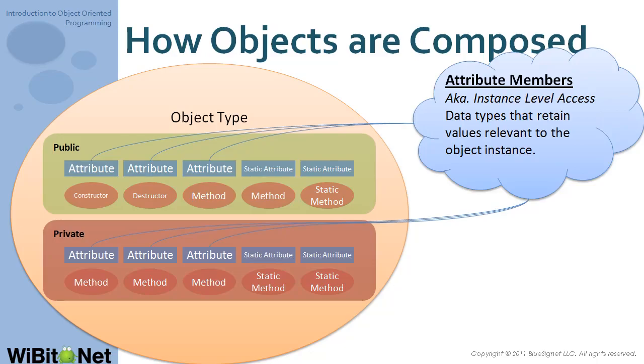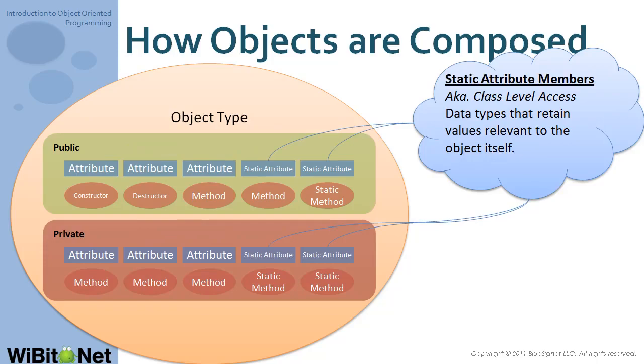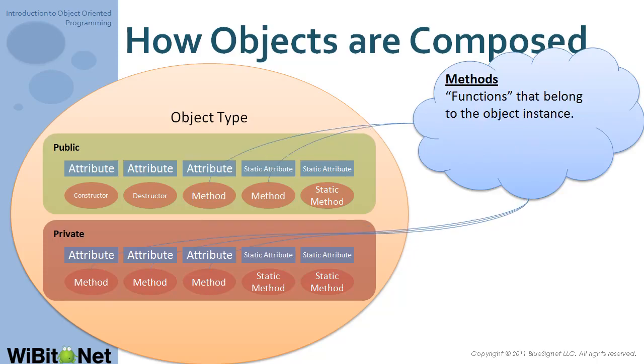In any circumstance, these are all attribute members or instance level access. These attributes here, that's the non-static attribute. If we look over on the right, the static attributes, those are the class level access data types. So those are the data types that we access from the object type concept. Mm-hmm. And then the same thing applies with methods being static or non-static. These are the object instance methods. And then these are the class level static.